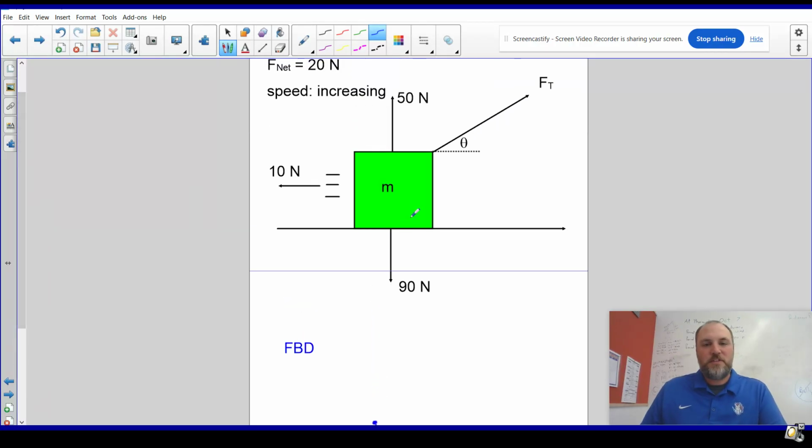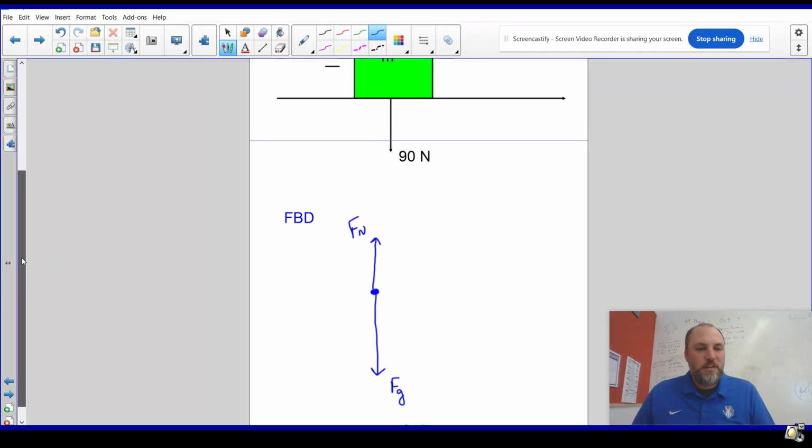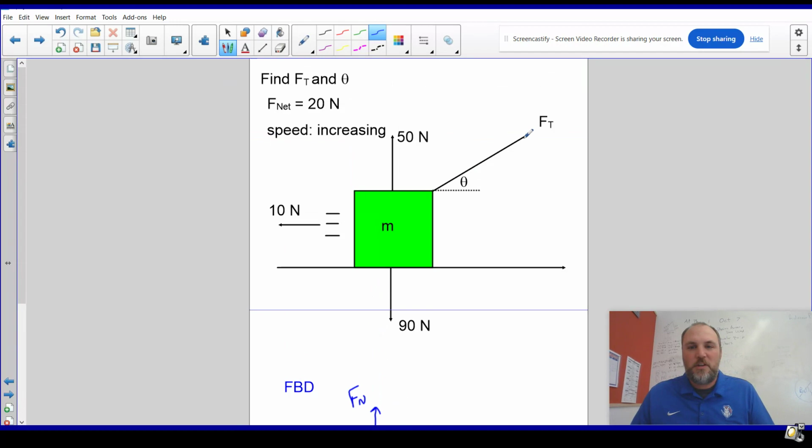It also, since it's on a surface, has a normal force. But notice that the normal force is not quite as large as the weight. A lot of times we've seen the normal and the weight balanced. But in this case, because we have a two-dimensional tension, there's a vertical component of that tension that allows the normal force not to have to be as large as 90 newtons. The sum of these upward forces will equal 90.